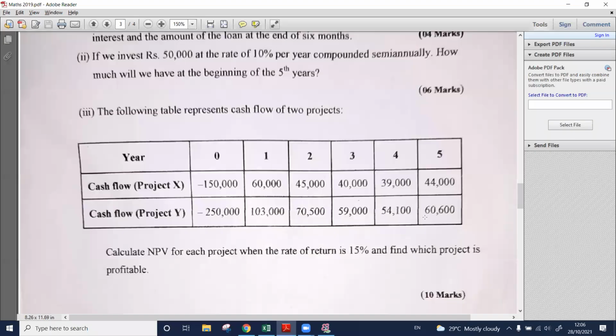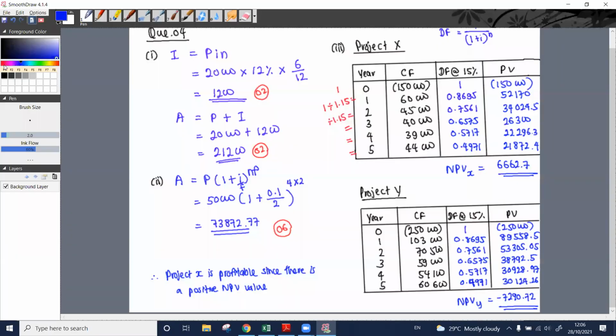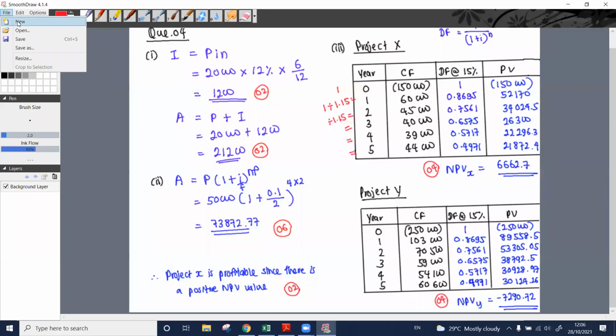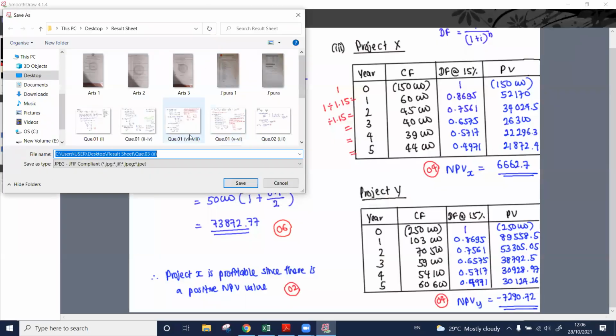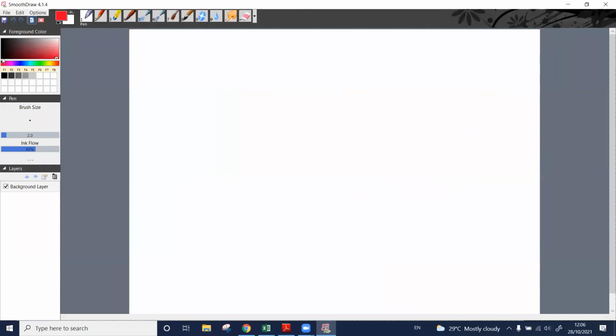And here it is for 10 marks. If you have mentioned specifically which project is profitable, then give 2 marks. If you have computed this one correctly, give 4 marks. And for this one, give 4 marks. Allocation of marks. We'll quickly move to question number 5 as well. This is question number 4. Question number 5.